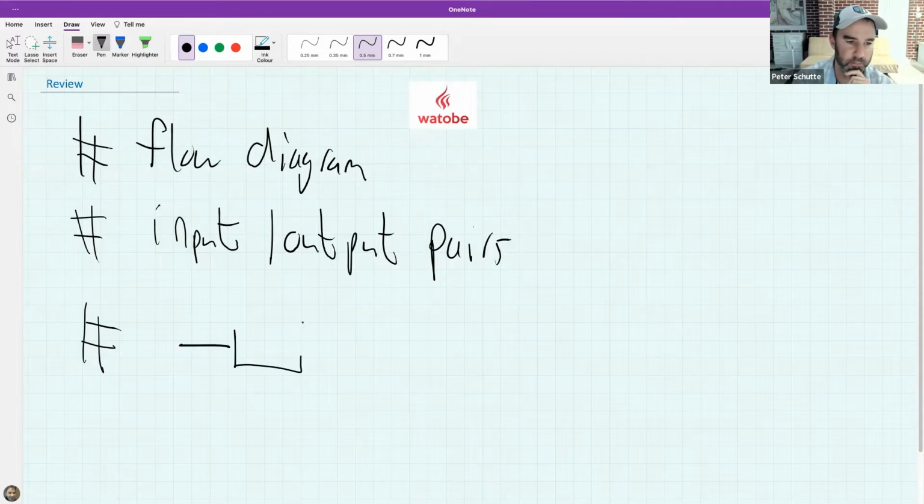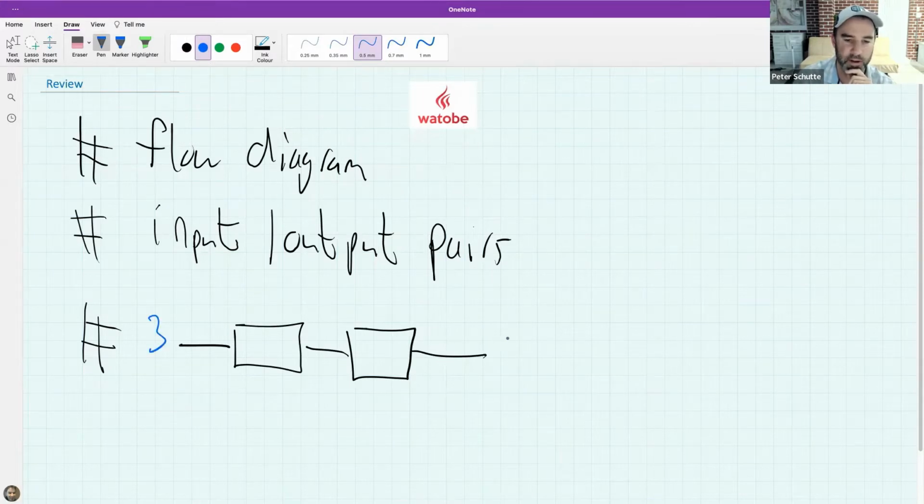So remember the input output pairs, they looked a bit like a machine, like something would go in one side and then it would come out the other side different. So maybe we would have something like 3 times 2 plus 4 is the rule, and then that would come out the other side as a 10.